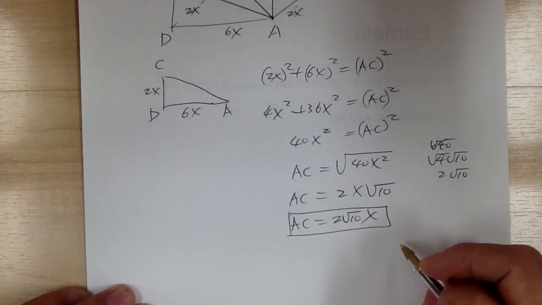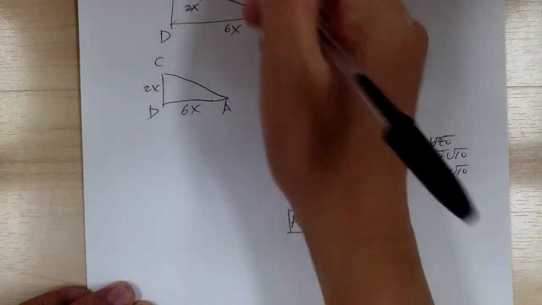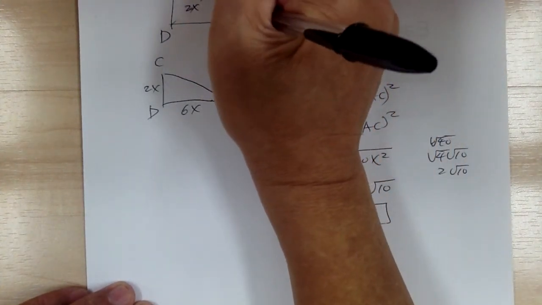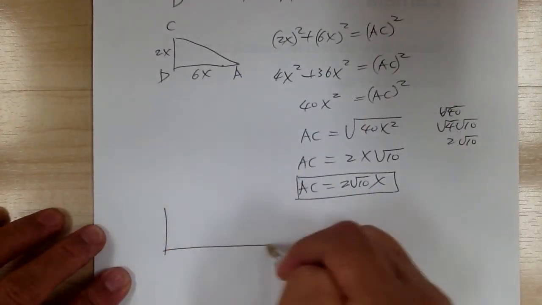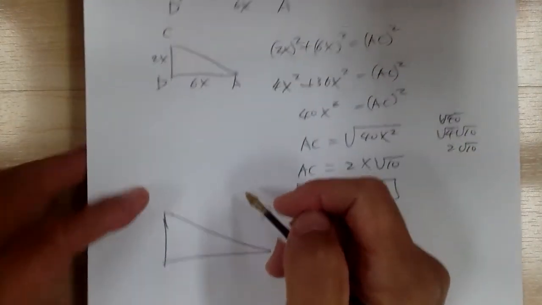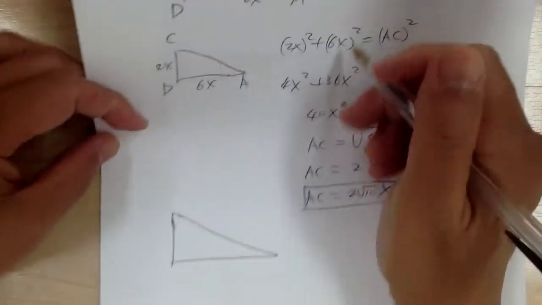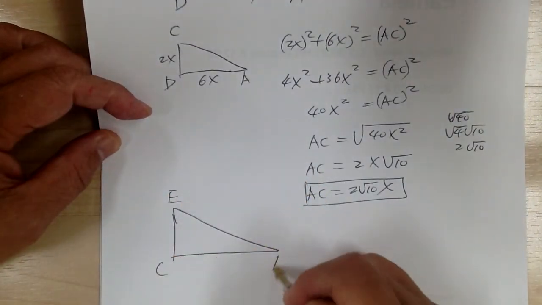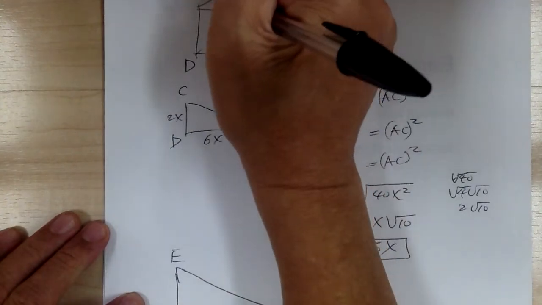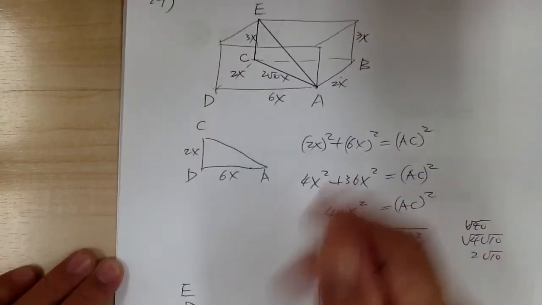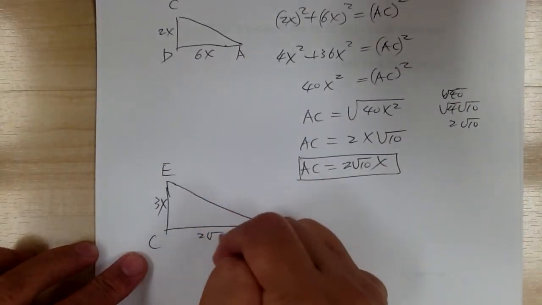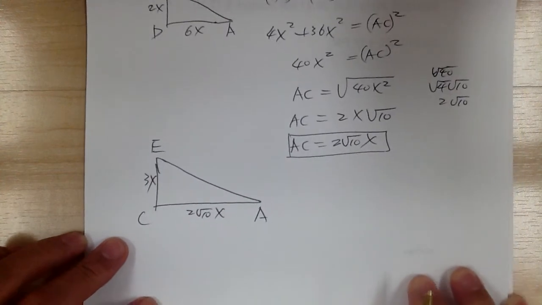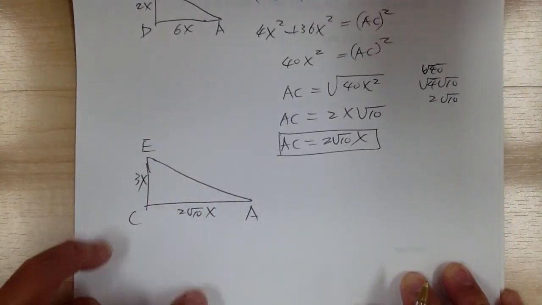Okay, now to do AE, so now you know that this is 2 square root of 10x, right? So now you have to look at the next triangle. So now you have to look at this big triangle now. So you look at the ECA. And so this is 3x, right? Transfer this over. And AC we just found, right? It's 2 square root of 10x.